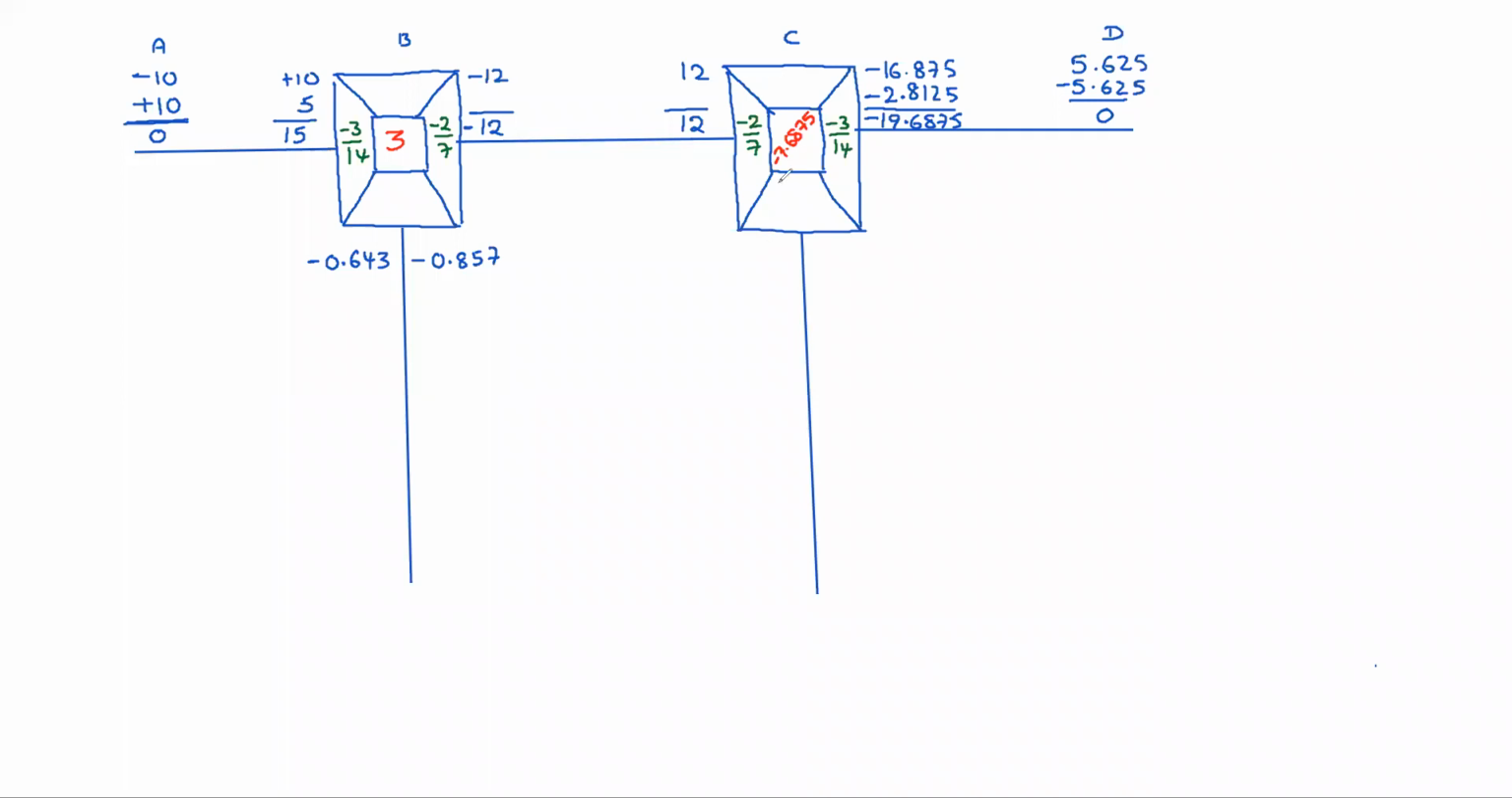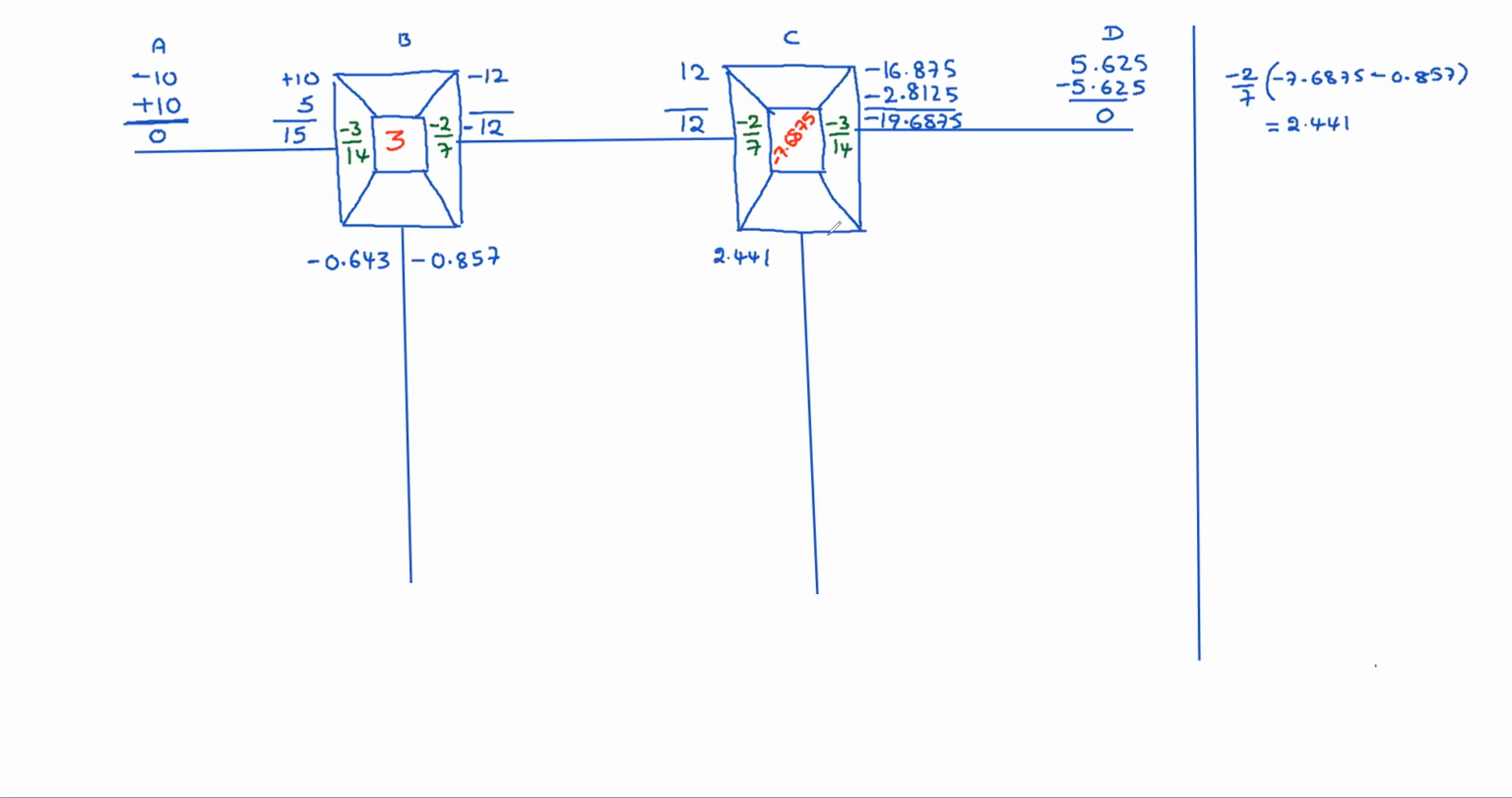Next, come to joint C. For CB we are calculating the rotation contribution now: minus 2 by 7 into the sum of the fixed end moments at the joint, minus 7.6875, plus the foreign contribution, minus 0.857. That gives plus 2.441.